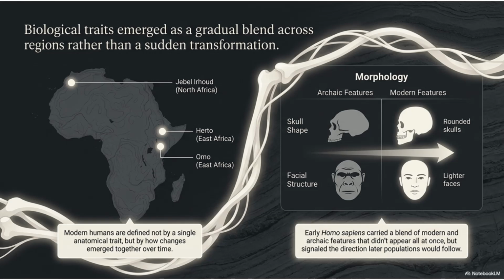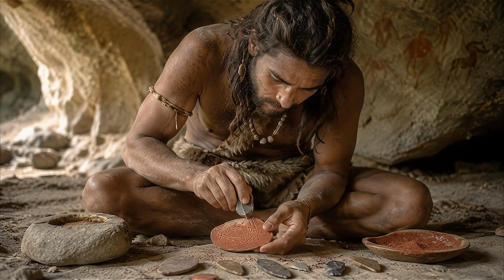First, let's revisit the main thread running through this entire section. Modern humans are defined not by a single anatomical trait or a single cultural breakthrough, but by the way these changes emerge together over time. When we looked at the fossil evidence, from Omo and Herto in East Africa to Jebel Irhoud in the north, we saw how early Homo sapiens carried a blend of modern and archaic features. Their rounded skulls and lighter faces didn't appear all at once, but they signaled a direction that later populations would follow more fully.